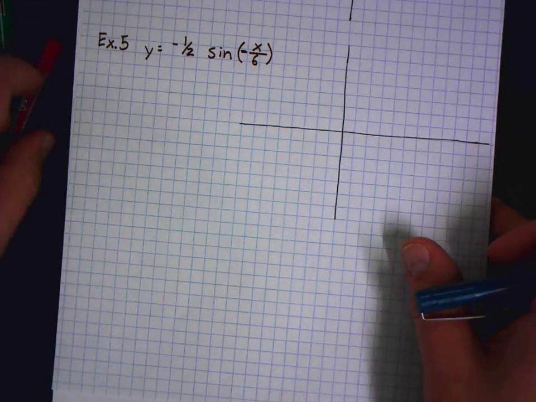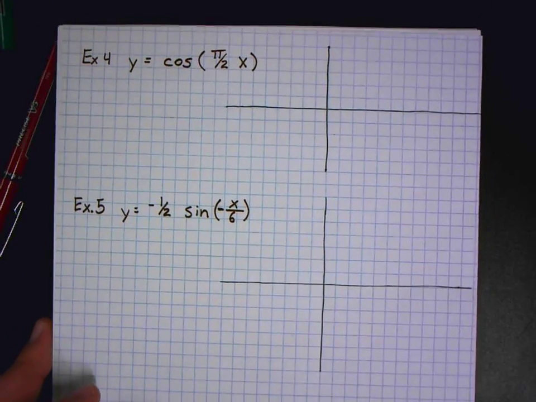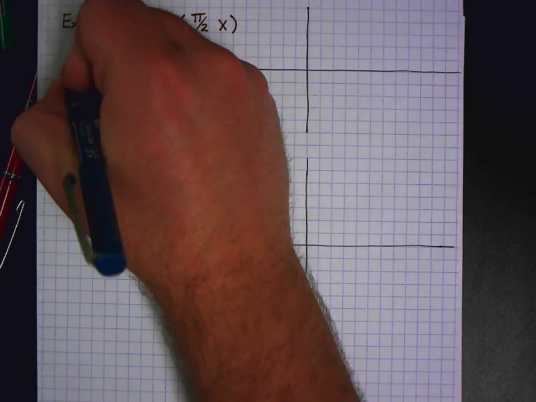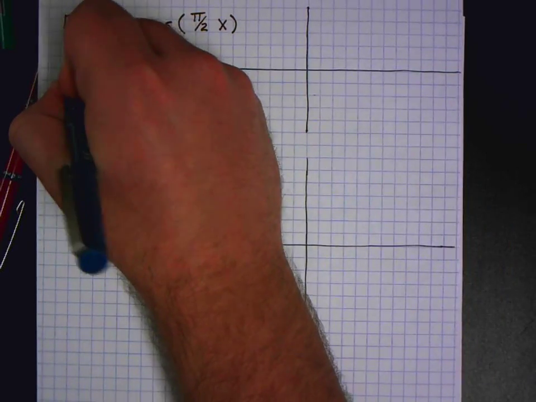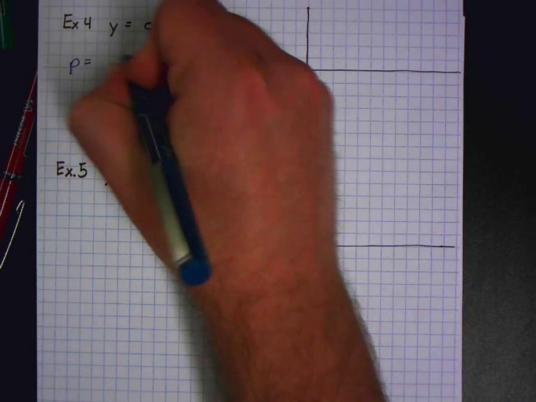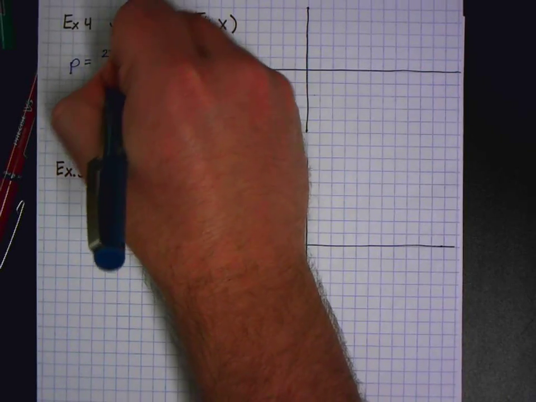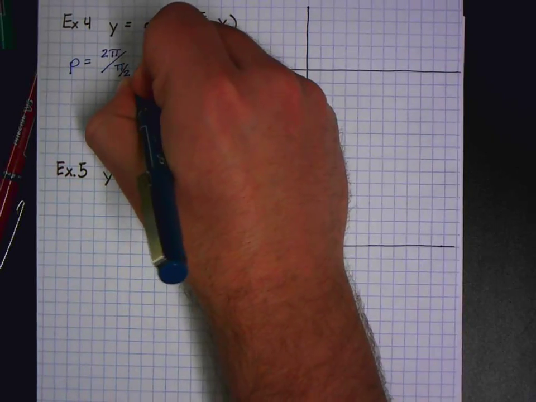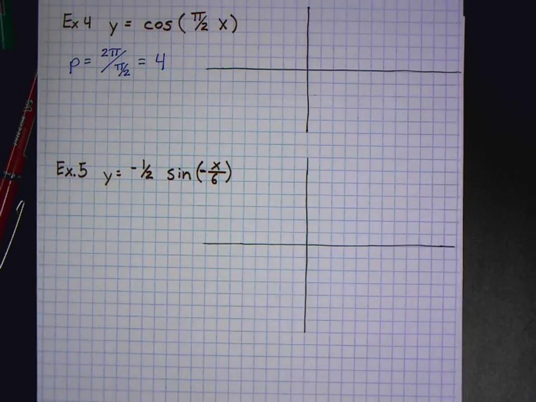Okay, and this time I'll show you how to cheat. Because on this one, doing it that way is going to be very, very difficult. Let me show you why. Let's find our period before we make any marks. If I take 2 pi divided by pi over 2, that's going to equal 4.